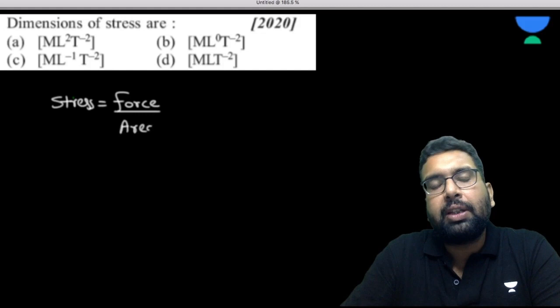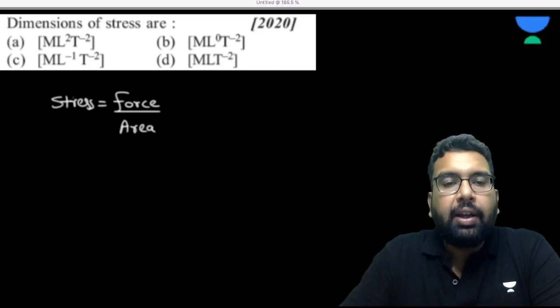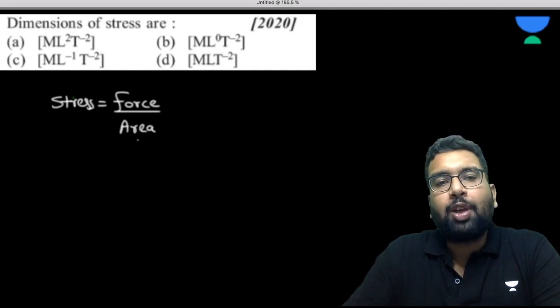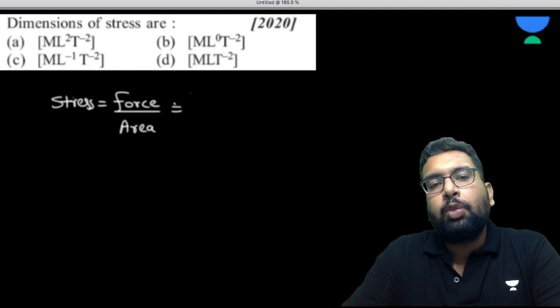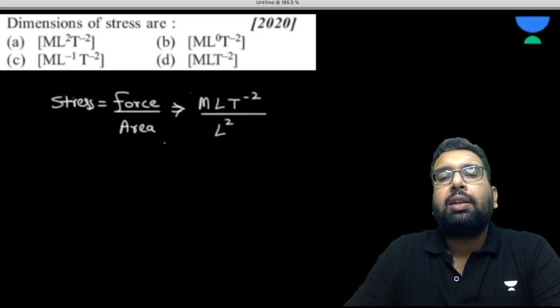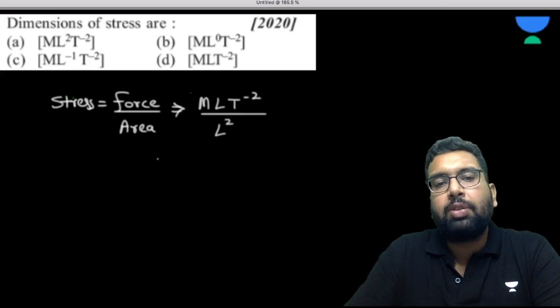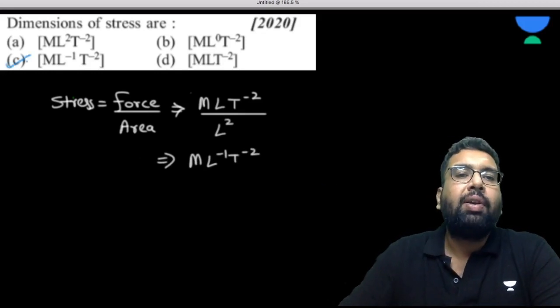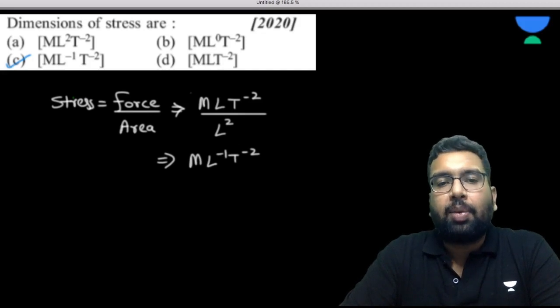You are going to see this term when we'll be studying the properties of solids. So, what is the dimension of force? I told you to remember this now. It is M L T minus 2. What is the dimension of area? This is L squared. So, what is the dimension of the stress? It is M L minus 1 T minus 2. So we have C as the correct option for this question. I hope it is fine to everyone.